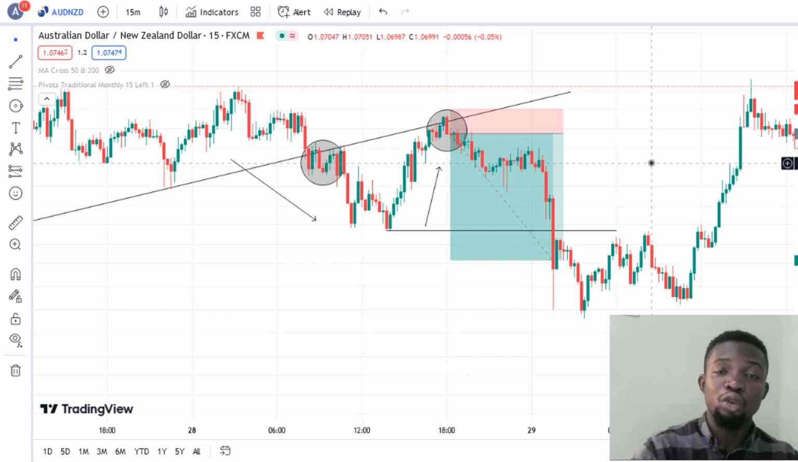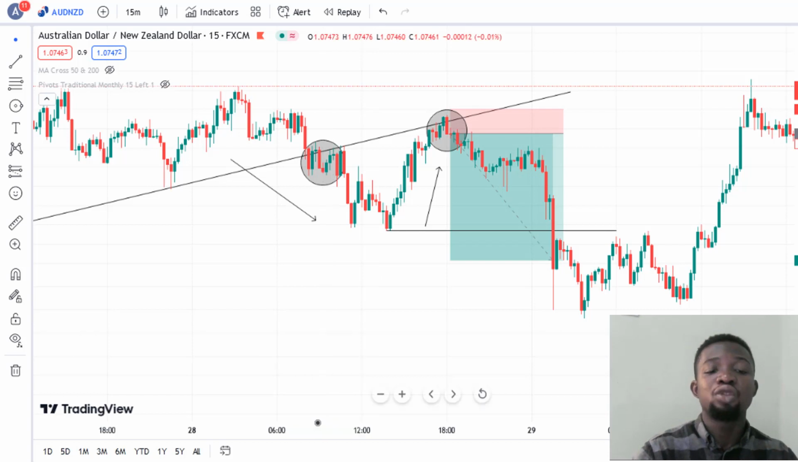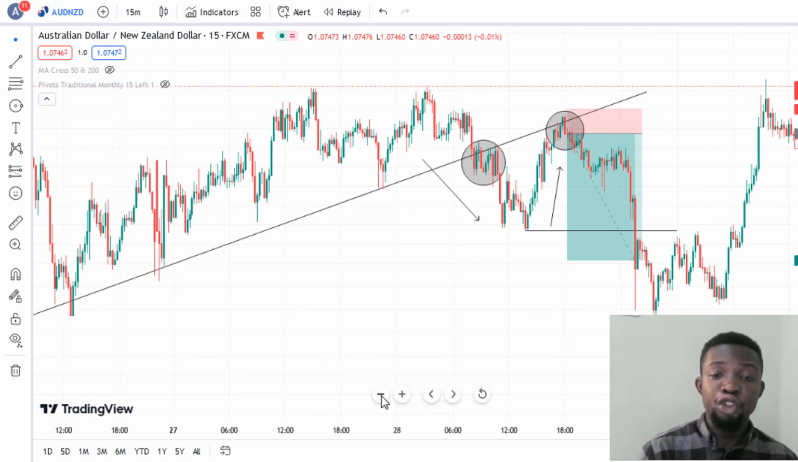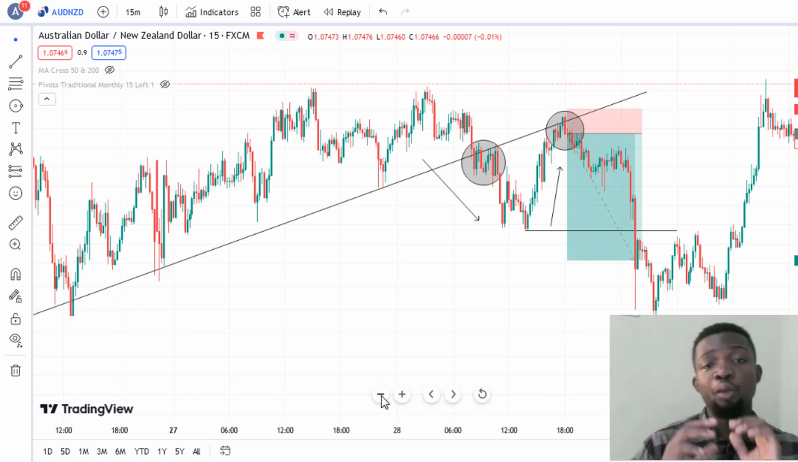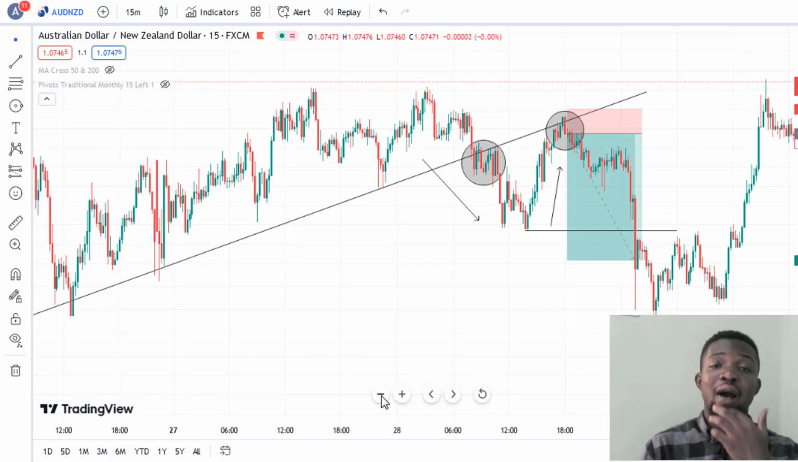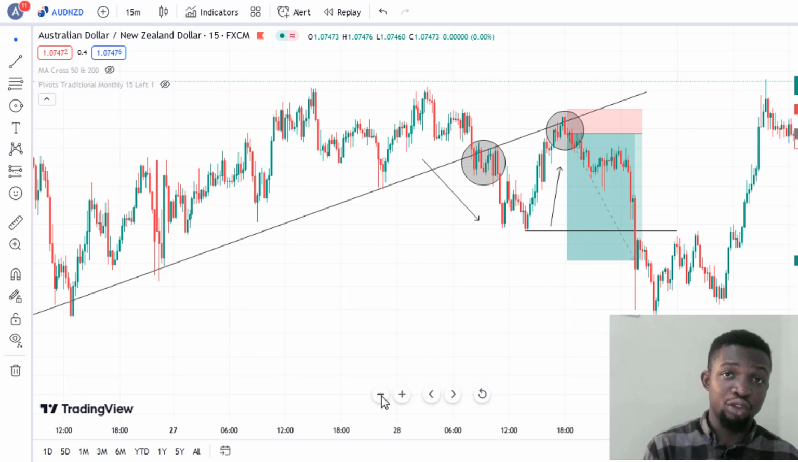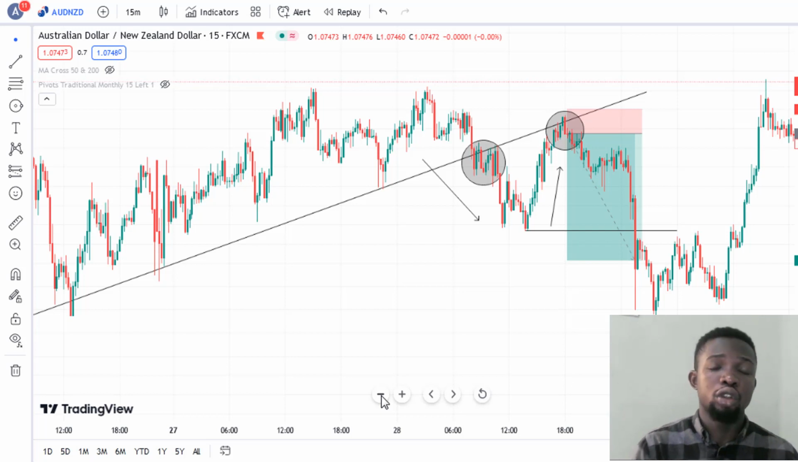So that is how to trade the break and retest strategy. You may have your own strategy. I hope you can now apply this strategy and backtest it, but you need to backtest it well, then see how it can help in your trading.